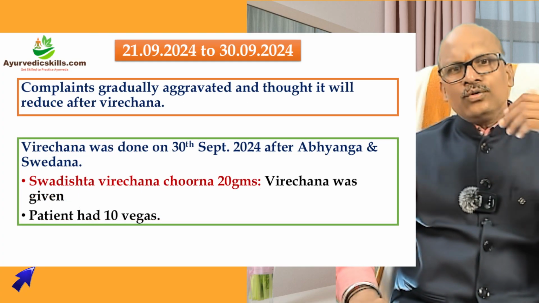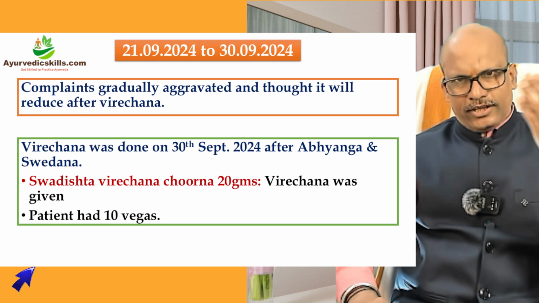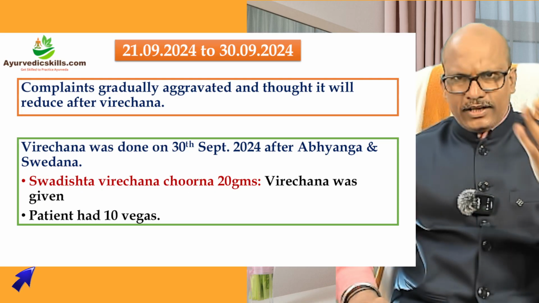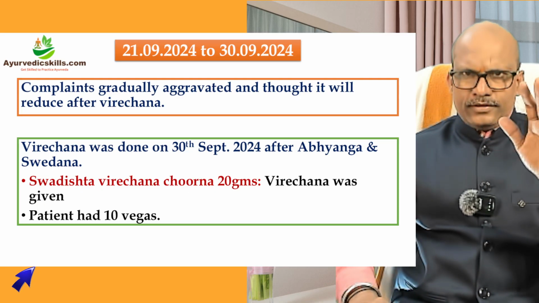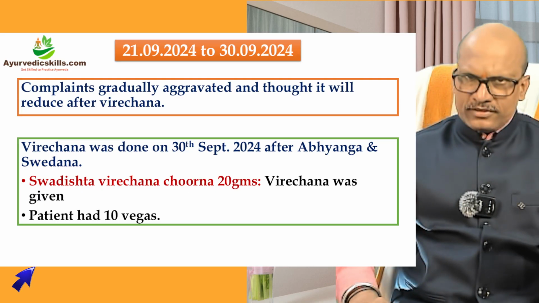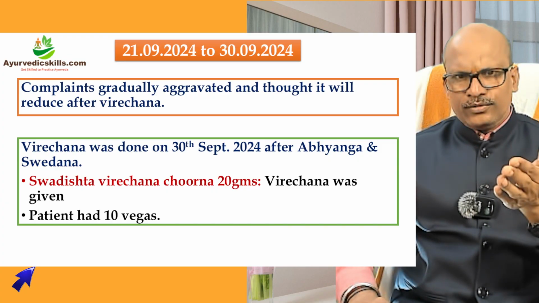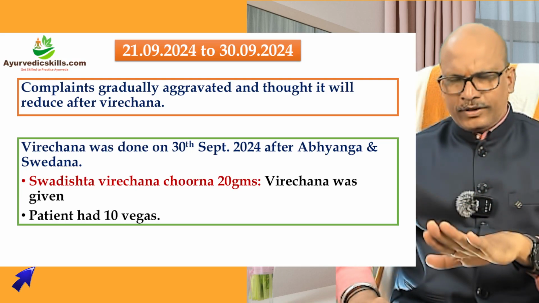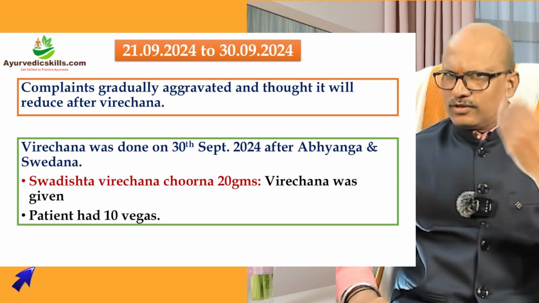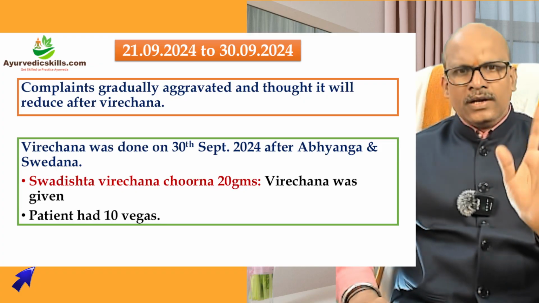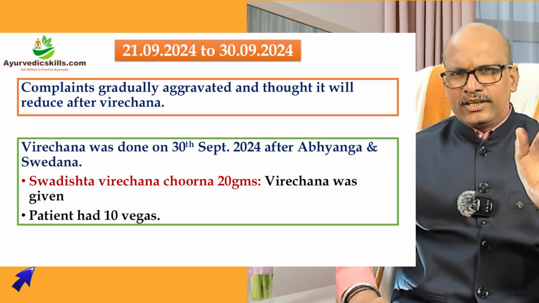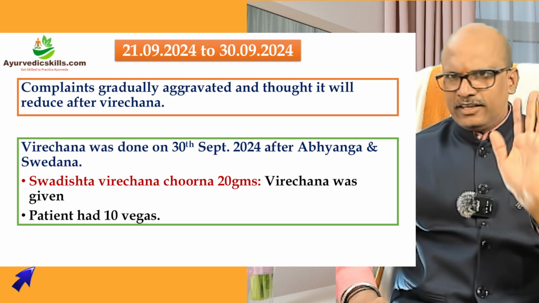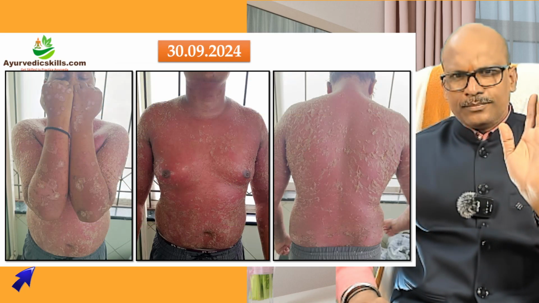Right? So the complaints gradually aggravated, and the doctor thought it would reduce after giving Virechana. So Virechana was done on 30th September 2024. Abhyanga with the same Manjistadi Taila, followed by Swedana and Siddharthaka Snana Churna for bath. Then Swadhishta Virechana Churna 20 grams was given, and the patient had 10 Vegas. This is the presentation on 30th.